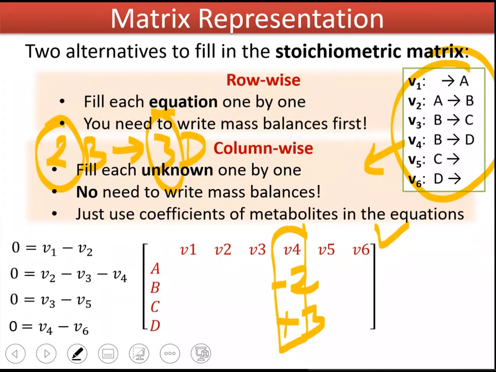So 2 and 3, these are the stoichiometries of the metabolites in the reactions. That's why this matrix is referred to as the stoichiometric matrix. In the column-wise representation, you use the stoichiometries of reactions to construct this matrix.